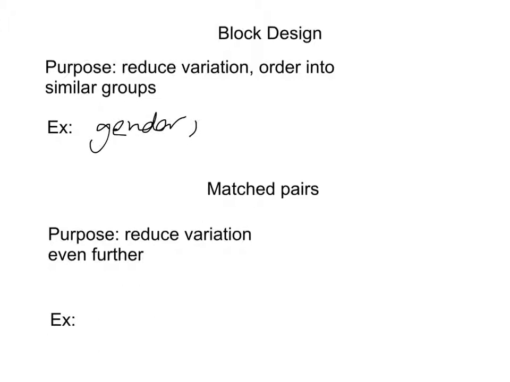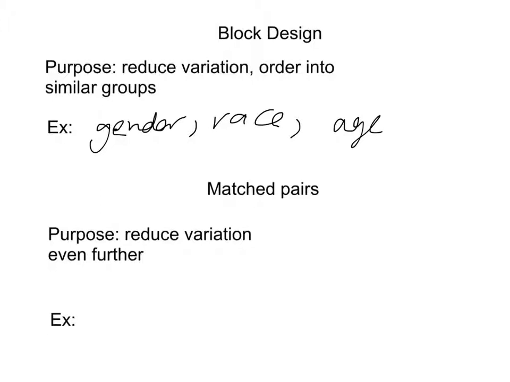Sometimes people of different races will respond differently to drugs based on their genetics, so you could block on race. And sometimes you can even block on age. Really, it's just if you have information that people will respond differently to drugs based on something similar that they have in common, then you want to block based on that just to reduce variation and make your results really good.